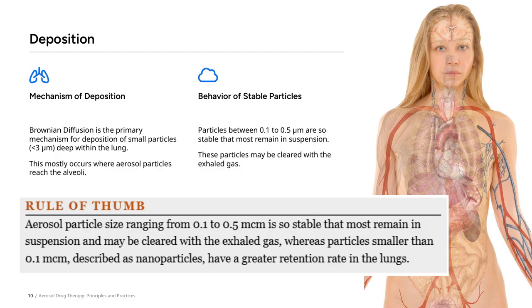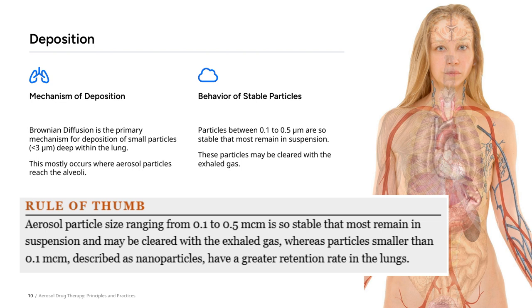Now, focusing on how small particles behave inside the lungs, especially those less than 3 micrometers, they tend to deposit deep within the lung tissues. The primary mechanism behind this is called Brownian diffusion. This process involves the random movement of these tiny particles, which increases the likelihood of them hitting and sticking to the alveolar surfaces. This deep deposition mainly occurs when aerosol particles reach the alveoli, the tiny air sacs where gas exchange happens. Understanding this behavior is crucial because it helps us optimize drug delivery, ensuring that medication reaches the deep parts of the lung where it can be most effective.